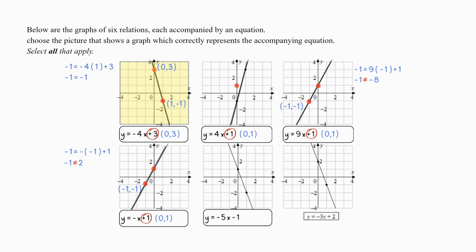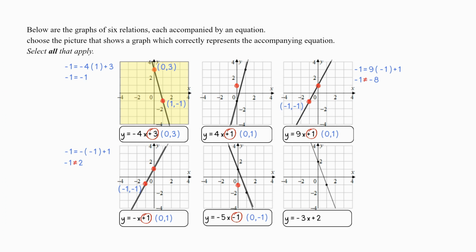Line 5. Y equals negative 5x minus 1. The y-intercept b value is at 0, -1. Looking at the graph, the line doesn't cross at 0, -1. Therefore this equation doesn't belong to this graph.